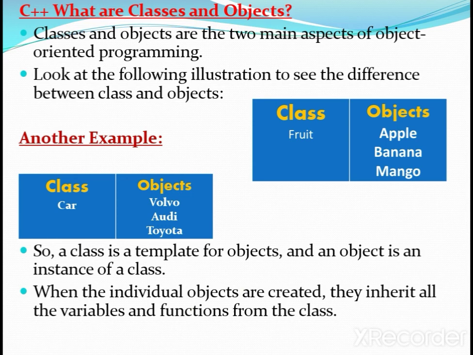In the second example, class name is car, and objects are Volvo and Toyota. So finally, a class is a template for objects and an object is an instance of a class. When the individual objects are created, they inherit all the variables and functions from the class.